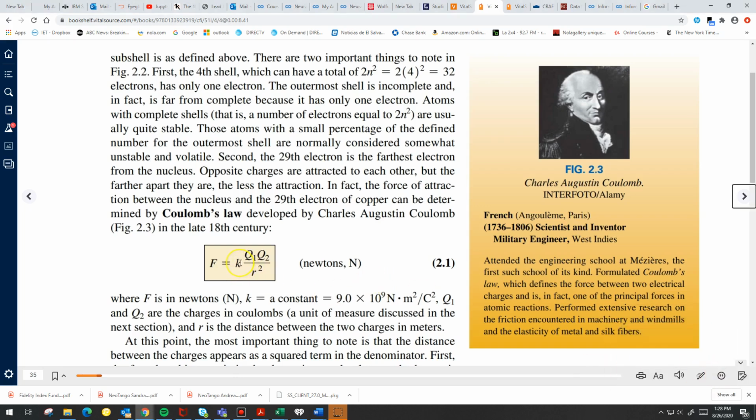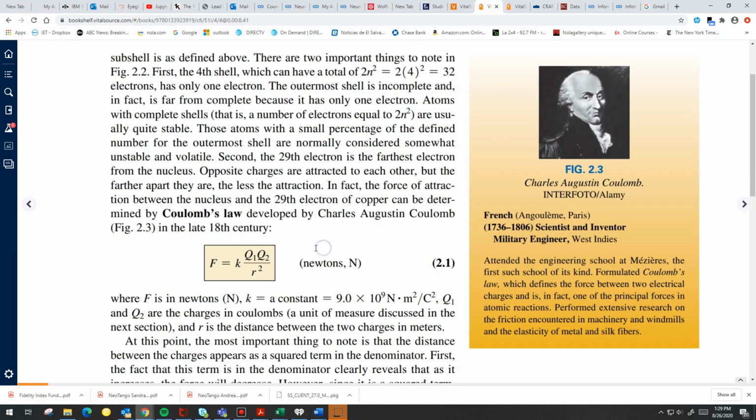And in this case, K is a constant. It's always a constant. It's always going to be given by this number: 9 times 10 to the 9 newton meters squared per Coulomb squared. And we'll explain a little bit more in a little bit what that really means. But just for now, remember that this constant is always given by this number, okay?